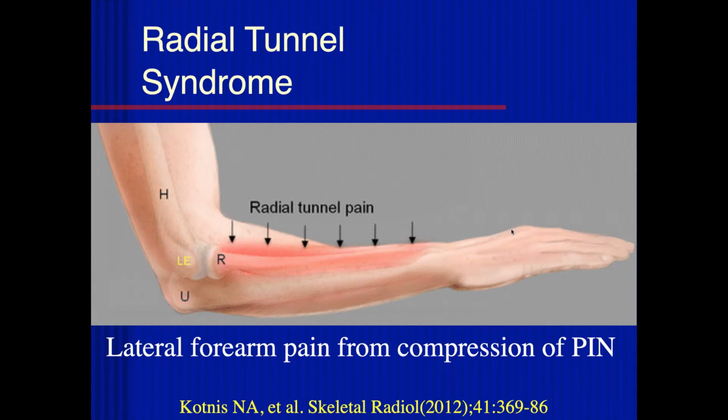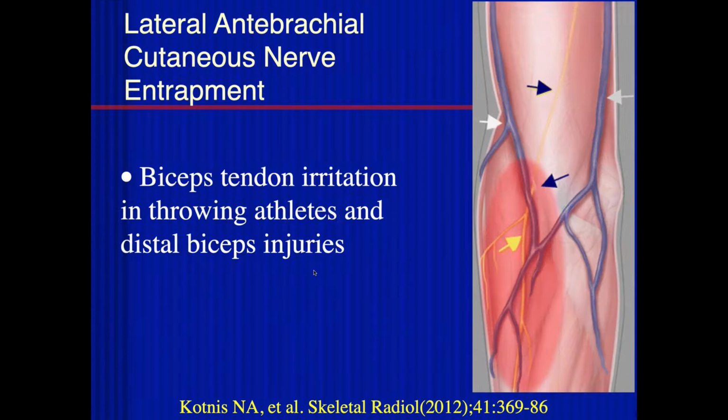I'll be back. The classic findings is really, some of the others are more weakness. The radial tunnel syndrome, or the PIN, is more of a pain syndrome when it presents, and it presents here on the radial side, the lateral side of the forearm. Okay.